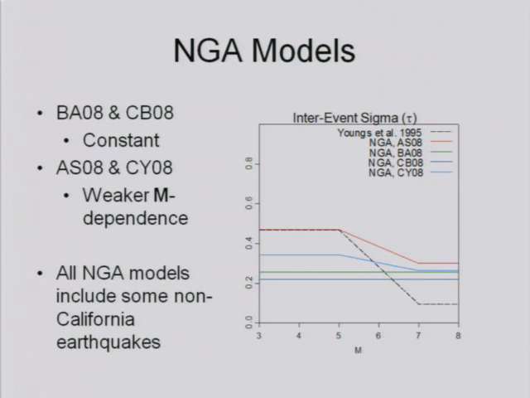et al. in 1995. Okay. One thing I want to mention that may be important is that all the NGA models include some non-California earthquakes. That is especially the case for large magnitudes, that is, magnitude greater than 6.5. So as you can see on the right in the figure, at large magnitudes the difference in inter-event sigma between the NGA model and the Youngs et al. 95 model is quite significant.